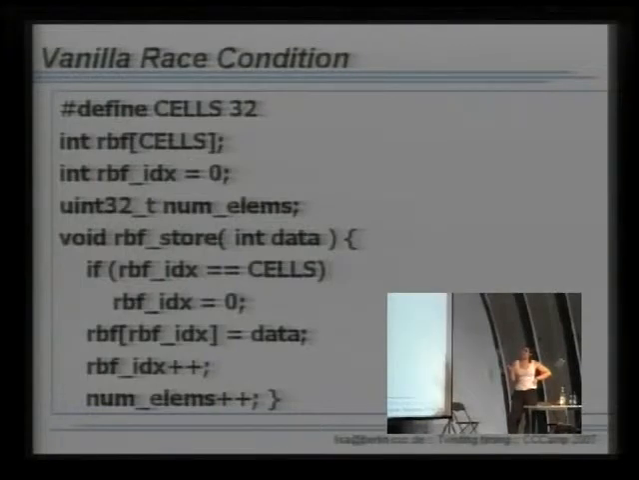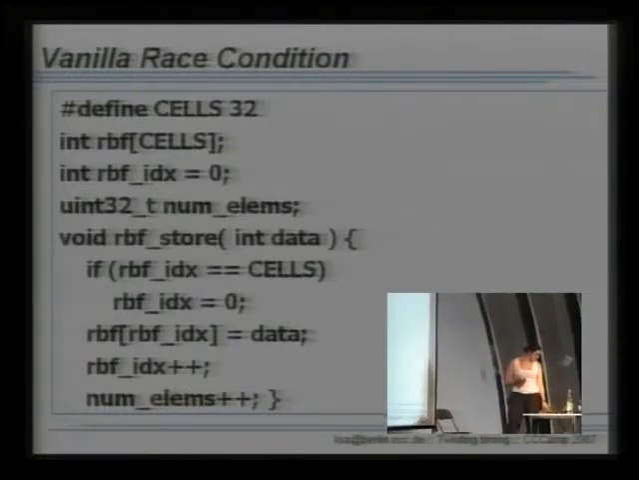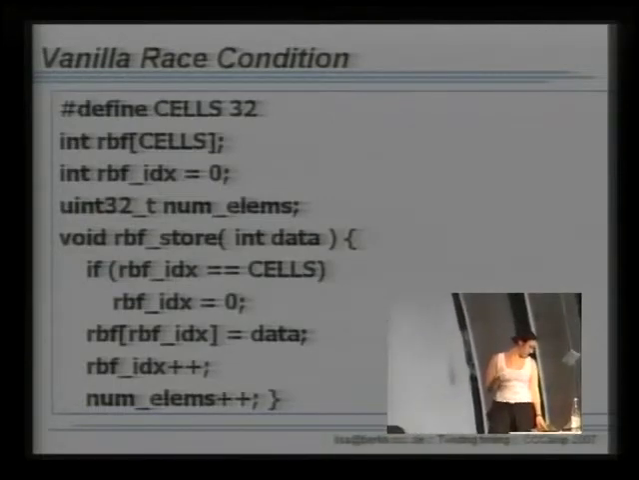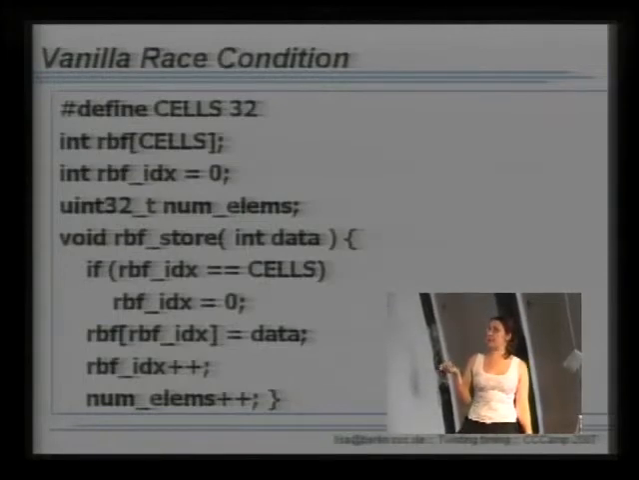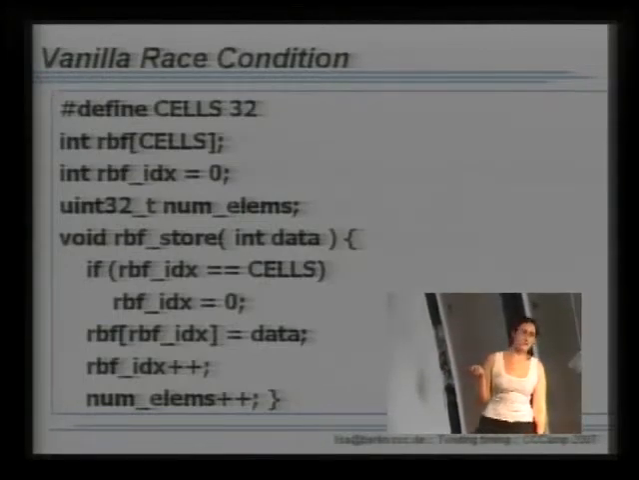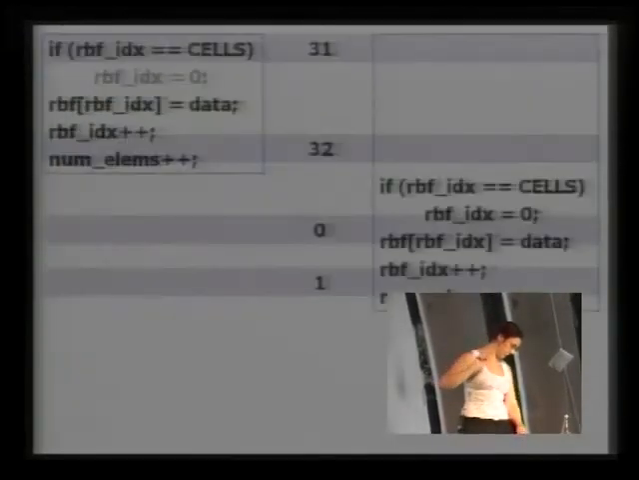and you have a store procedure, which always checks whether the limit of the ring buffer is reached, and if so, it just resets the ring buffer index to 0, and stores the data and increments the counter of the number of elements, which looks fair enough, I hope. So if you find mistakes in any of the code on the slides, that's very likely that there are actually mistakes. I tested the code, but you never know.